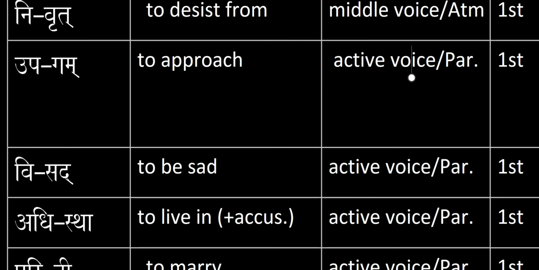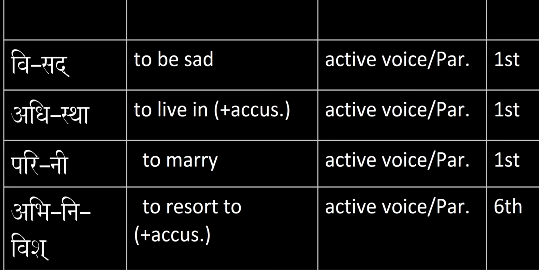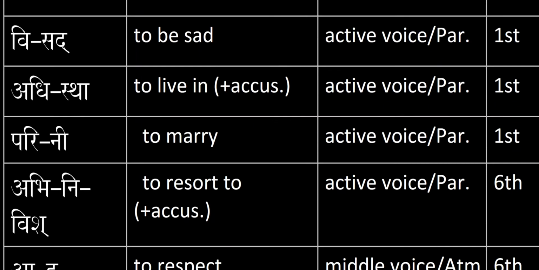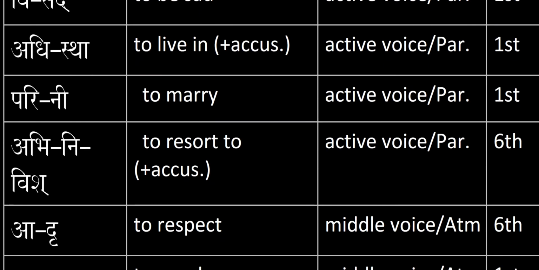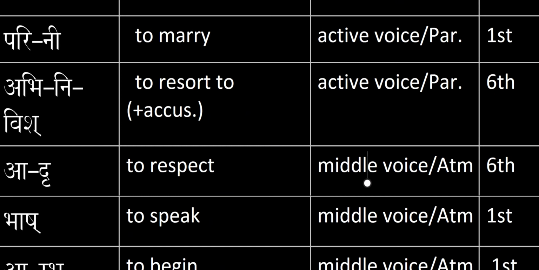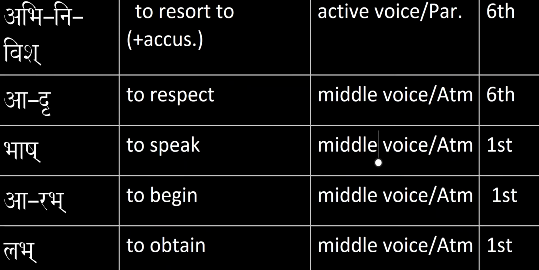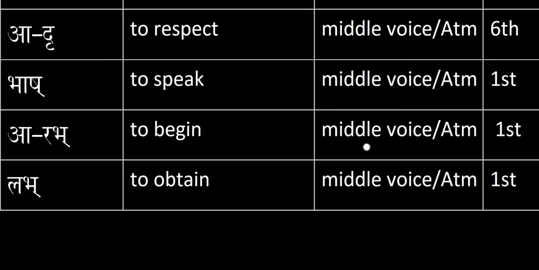Upagam, to approach, active, first conjugation. Then we have visad, to be sad, active voice, first conjugation. Then we have adhistha, which is active voice, first conjugation. Parini, to marry, active voice, first conjugation. Abhini vish, to resort to, governed by the accusative case, active voice, sixth conjugation. Then we have adri, to respect, middle voice, sixth conjugation. Bhash, to speak, middle voice, first conjugation.